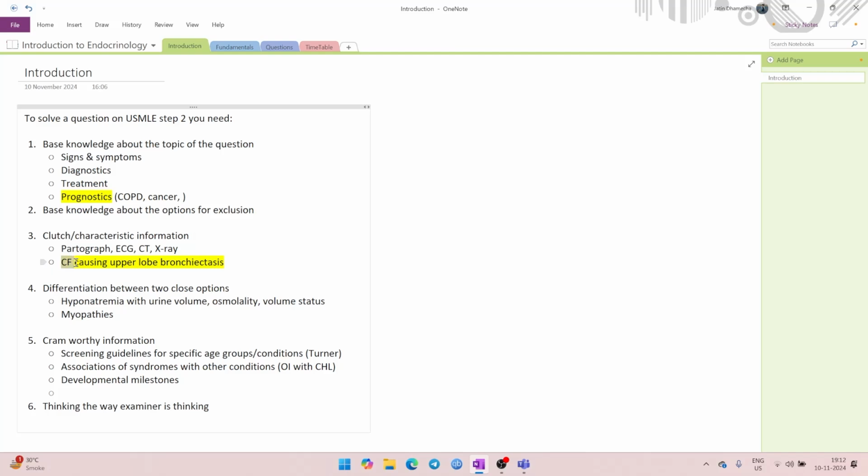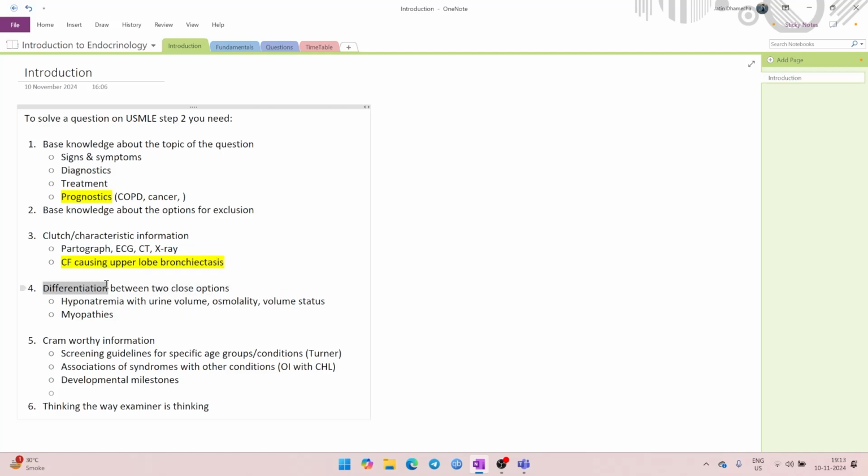So you cannot do a lot about this kind of thing. We can fight at all of these other fronts, but fighting at specific information is difficult because there is a limited amount of information you can remember. So this will not be a major focus. We will know only the high yield characteristic information of all the diseases, not every single bit of information about all the diseases. Next, you need to know differentiation between two close options.